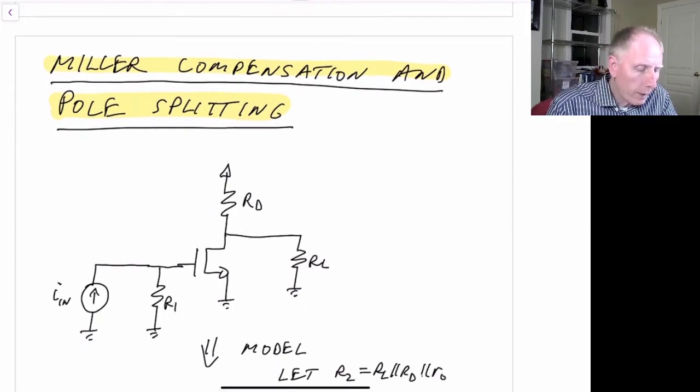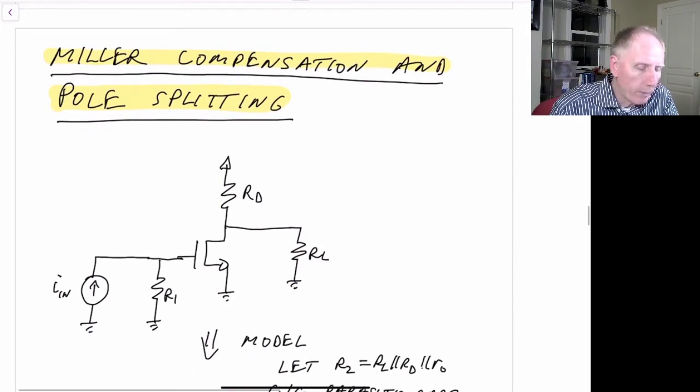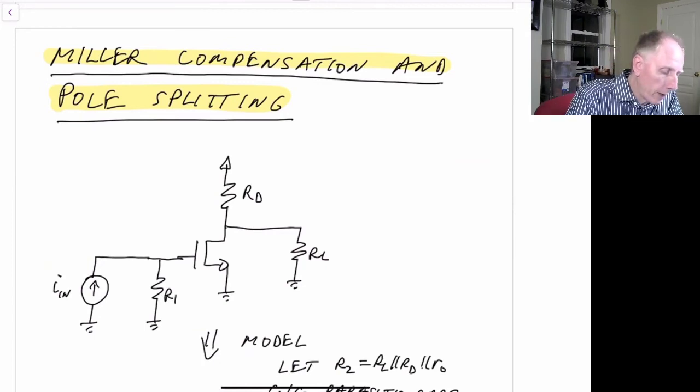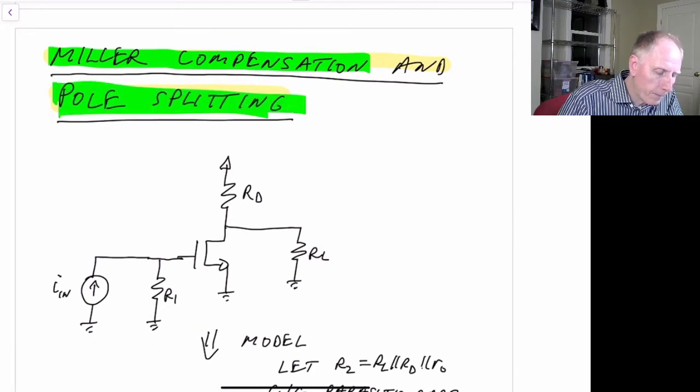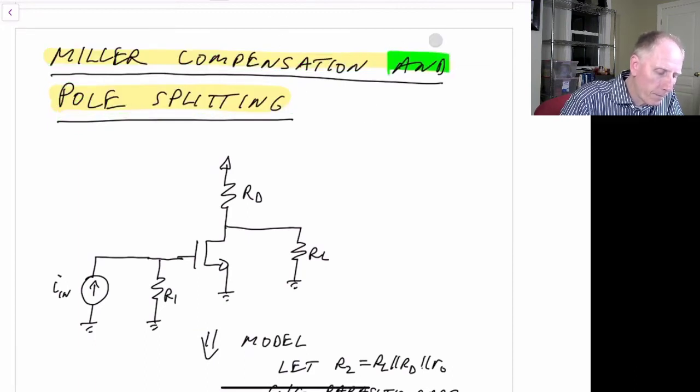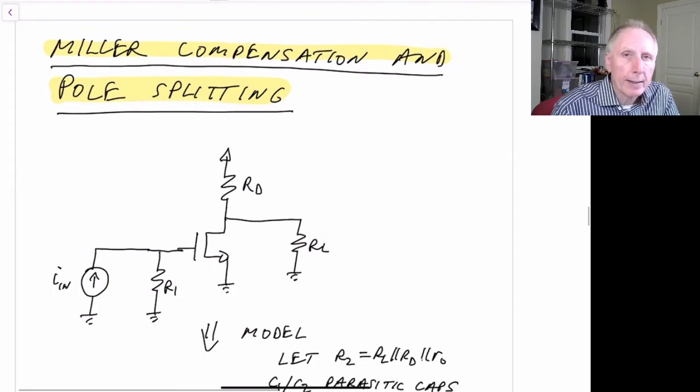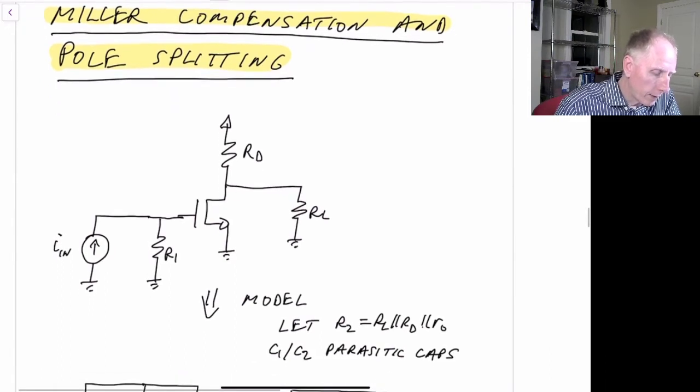Now, it turns out that another thing we should know about compensating circuits is we can make use of Miller compensation and something called pole splitting. So it turns out this is a technique that actually extends our bandwidth a bit, but more importantly, it helps to reduce the size of the capacitances that we need to add in order to stabilize our feedback circuit. So consider this circuit here.